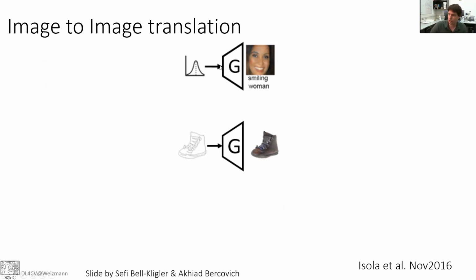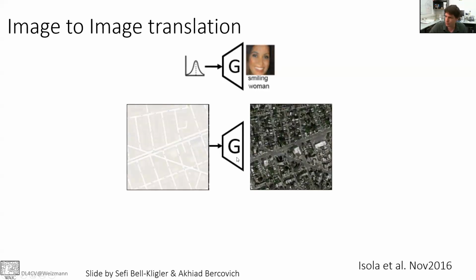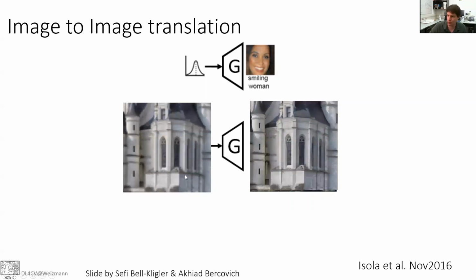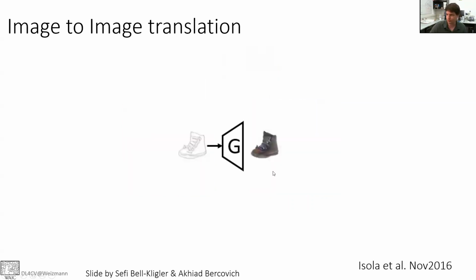So in regular GANs, we're doing this noise to image, okay? But say now that I want to go from a distribution that is not this noise, but for example, I want to do this sketch to a shoe, or map to a satellite image, or a picture at day to a picture at night, or low resolution to high resolution. Okay, so this is what we're going to discuss now.